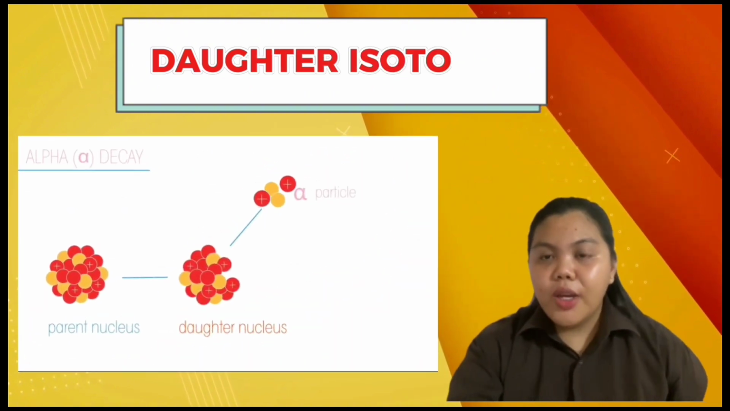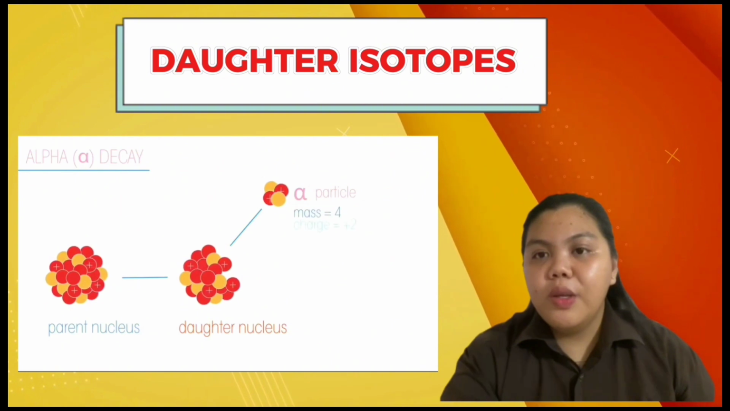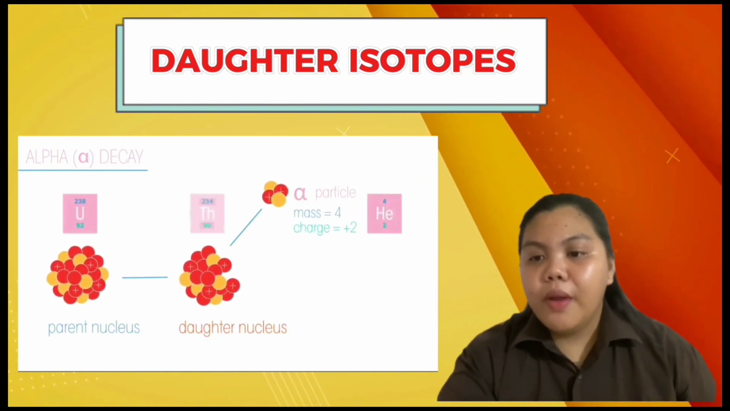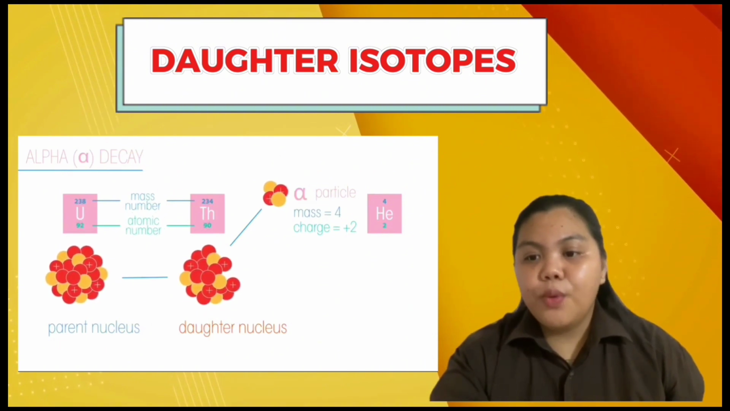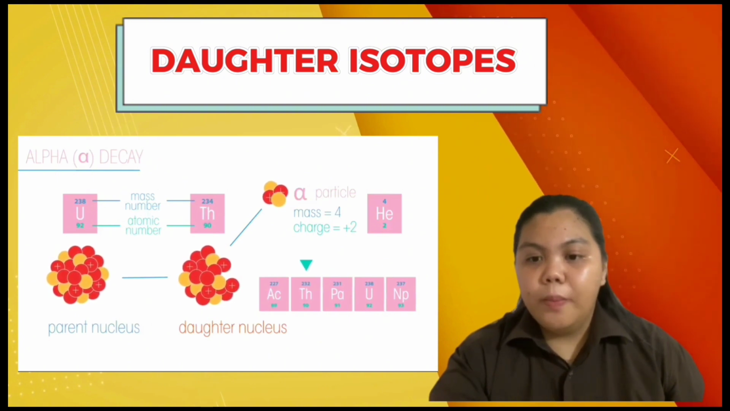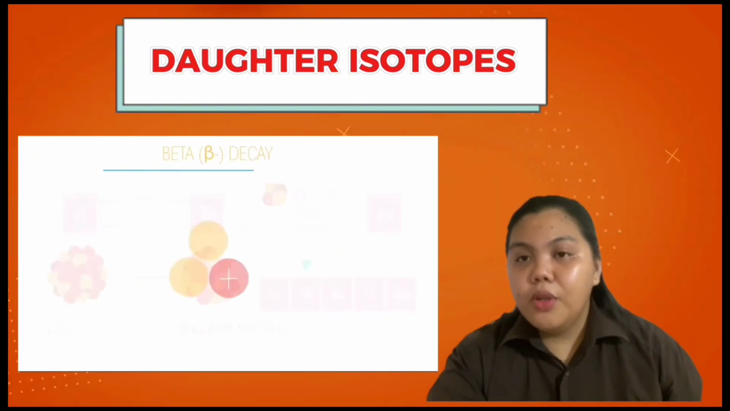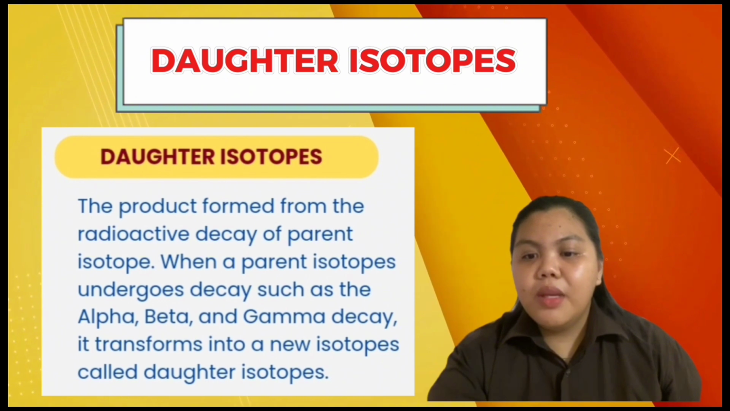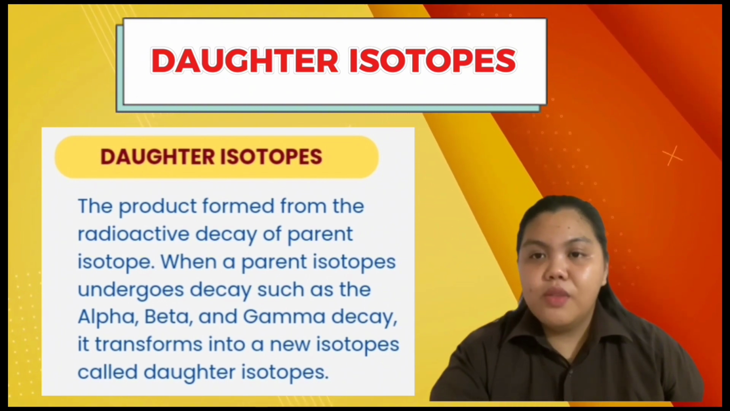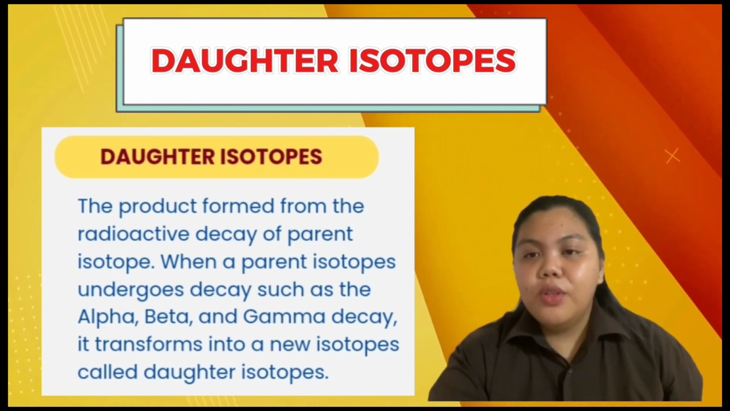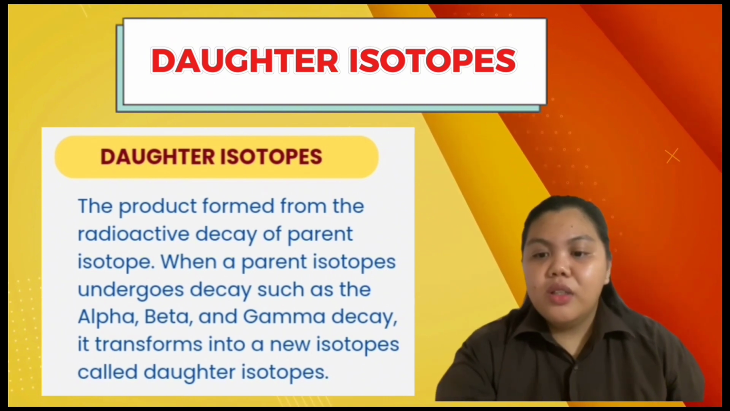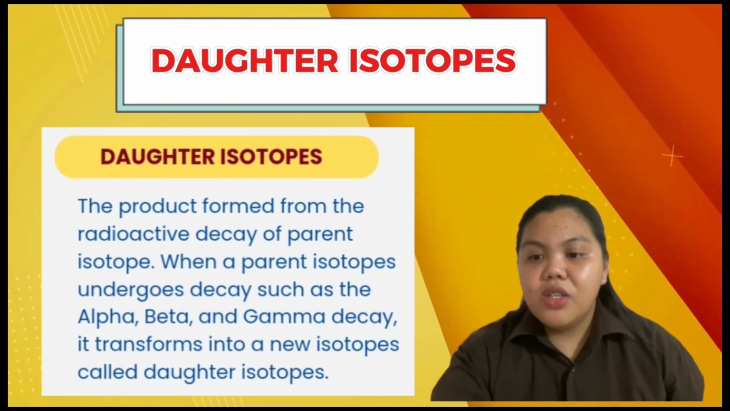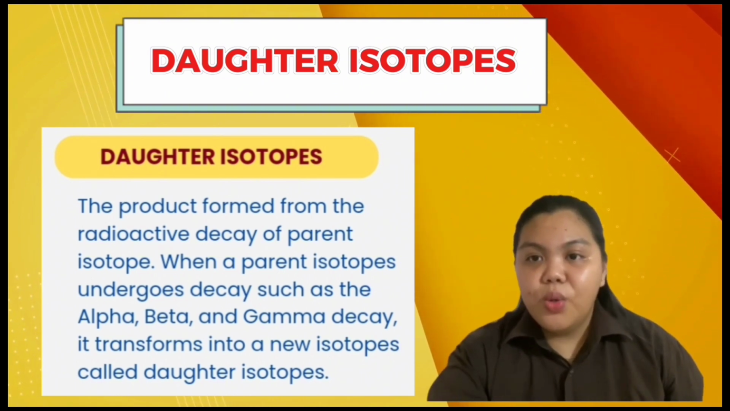Now let's proceed to daughter isotopes. What are daughter isotopes? Daughter isotopes are the products formed from the radioactive decay of a parent isotope. When a parent isotope undergoes decay, such as alpha, beta, or gamma decay, it transforms into a new isotope called the daughter isotope. The daughter isotope can be either stable or radioactive. If radioactive, it may continue decaying until a stable isotope is formed. For example, in the decay of uranium-238, the daughter isotope is thorium-234. This process can continue through several generations in a decay series until a stable isotope like lead-206 is formed.